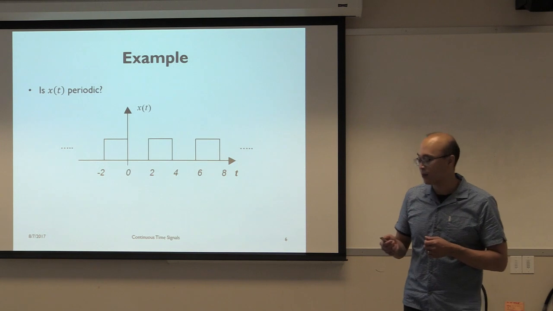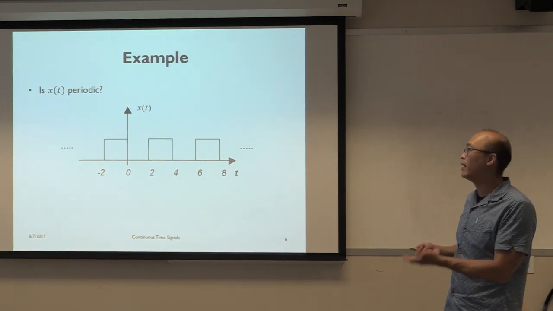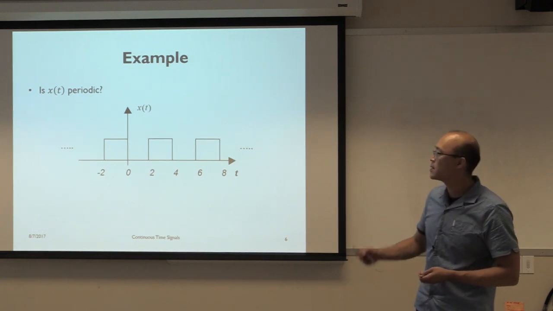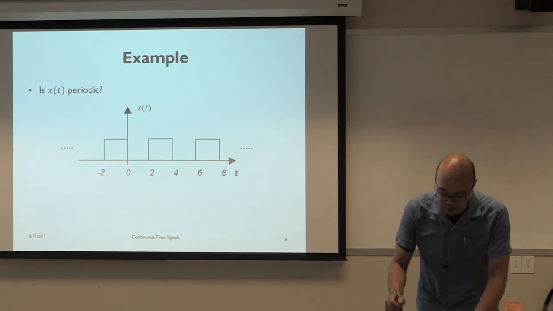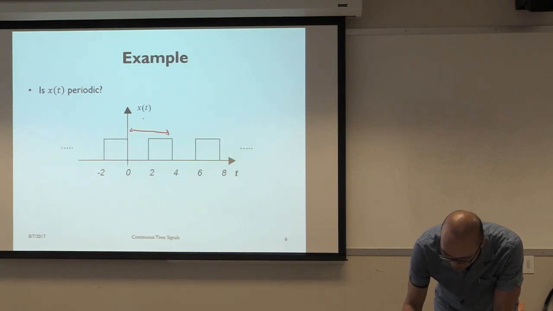So let's take a look at a couple of examples. Here we have x of t, which is defined graphically. In this particular case, we can see that this signal x of t is going to repeat with every fundamental period, with every period T naught equal to 4.